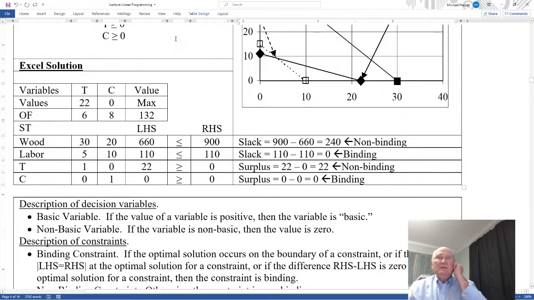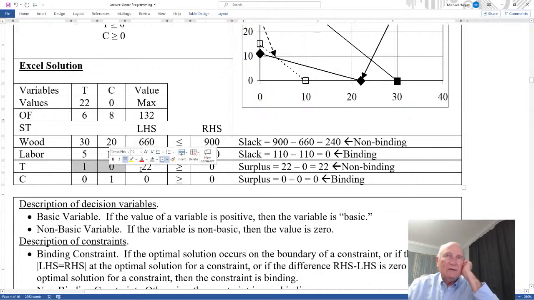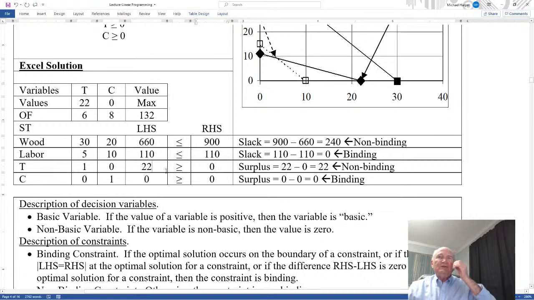Okay. So when they're equal, it's binding. When they're not equal, it's non-binding. And when it's non-binding less than, the left-hand side will be less than the right-hand side. That difference is slack, because the left-hand side is slack. And here, the left-hand side is 22 more than the right-hand side, so the surplus is 22.